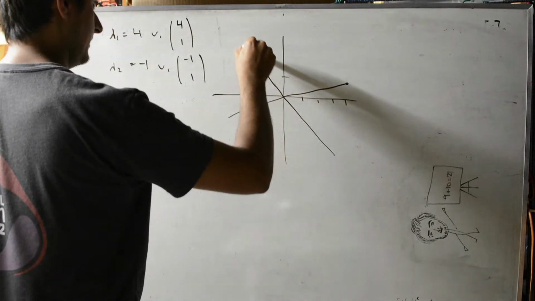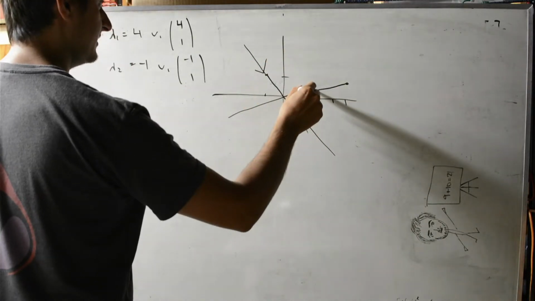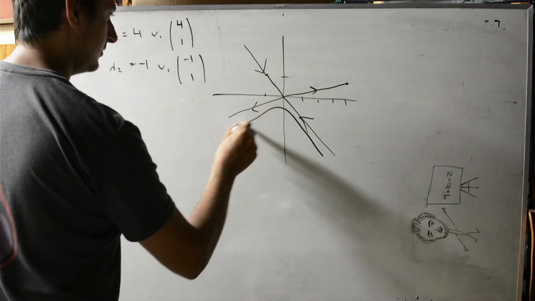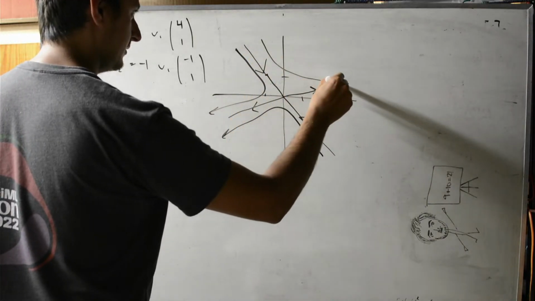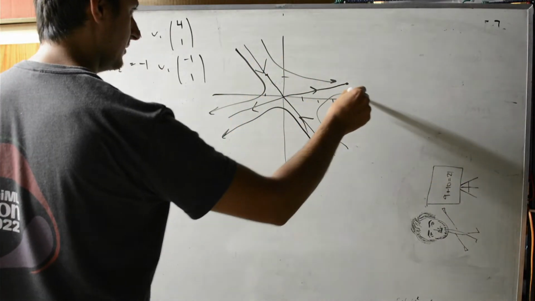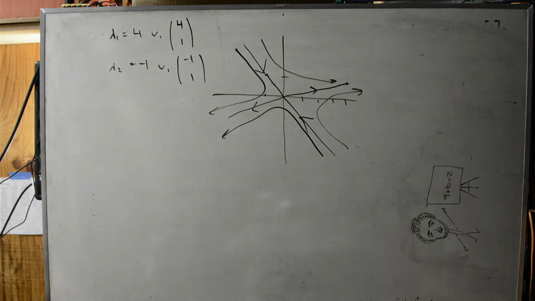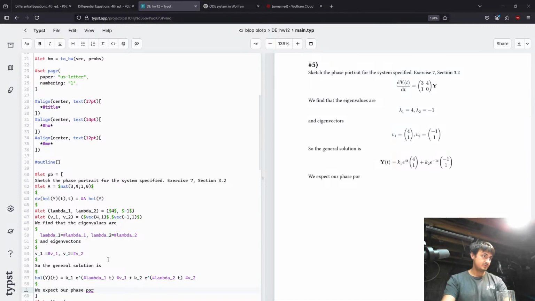Okay. Now, this one is negative, so it's going to come in like this. This one is positive, so it's going to go out like this. So what we're going to have is, all right, so there we go. That's what that looks like. So that's pretty easy. Now that we've done it, phase portrait.